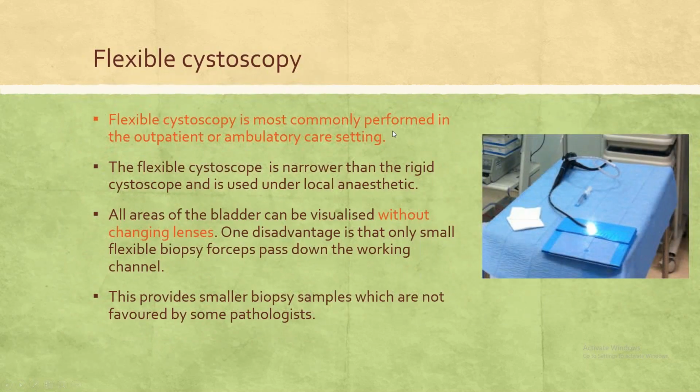While flexible cystoscopy is most commonly performed in the outpatient department or ambulatory settings. You can see this cystoscope. So here, this is narrower than the rigid cystoscope and it is used under local anesthesia. Here, all areas of bladder can be visualized without changing lenses. One disadvantage of this flexible cystoscopy is that only small biopsy forceps can be used for taking biopsy. So it provides smaller biopsy samples.